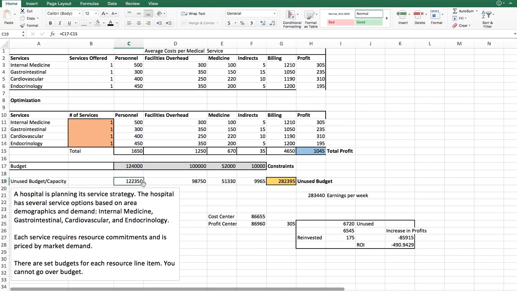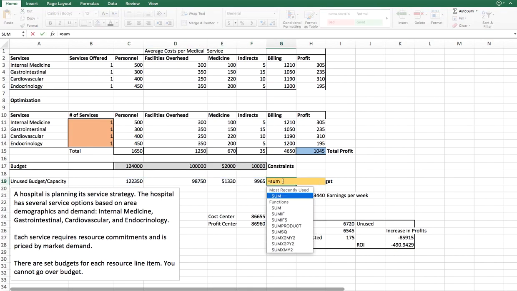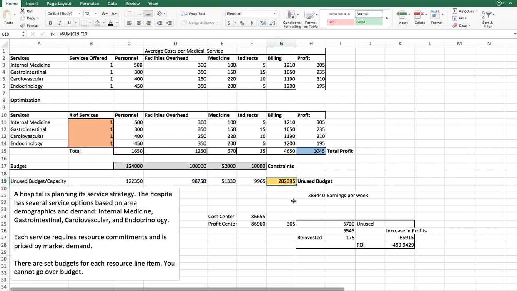And you see the same set, and you can run this through. And if you want to calculate your total unused budget, it's nothing but the sum of all of these. And you see your total unused budget right now is $282,395, which tells you that, all right, we need to know how many services to use.